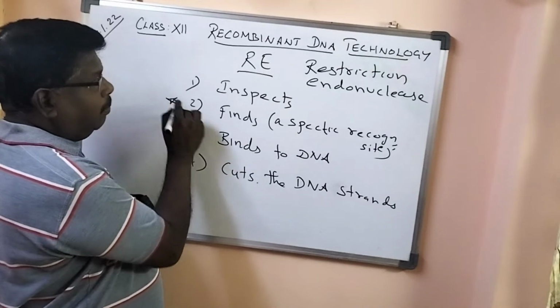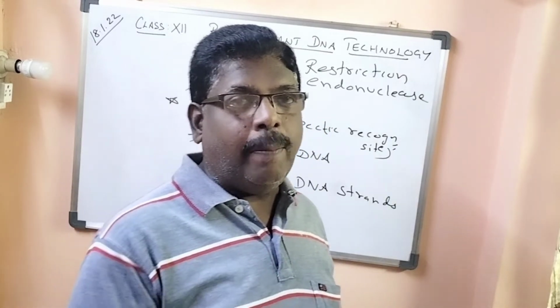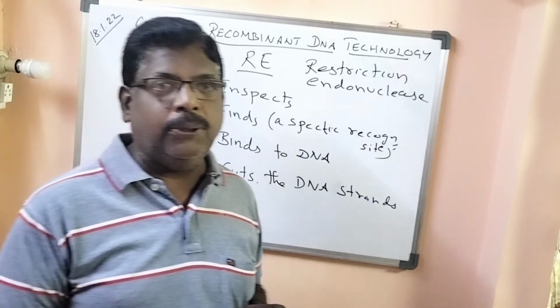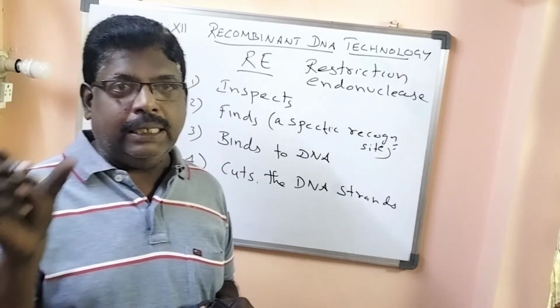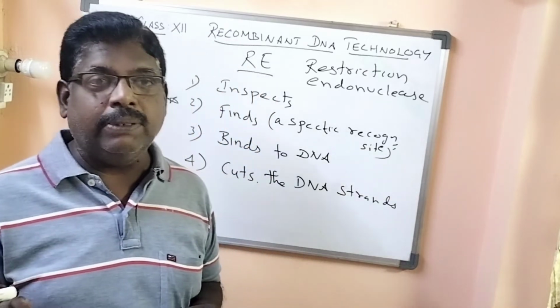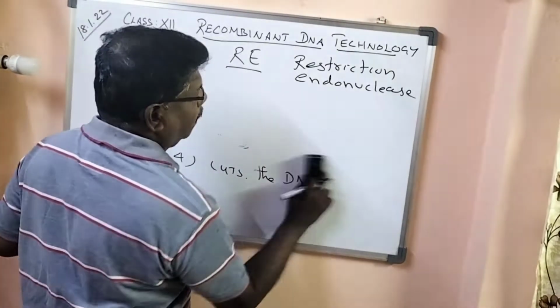And something about the specific recognition site: this site will be palindromic in nature. Palindromic, a word which can be read forward and backward. So that specific recognition sequence will be palindromic in nature. For example, if this is the 5' end, and this is GAATTC, this is a sequence. The palindromic will be like this: CTTAAG.